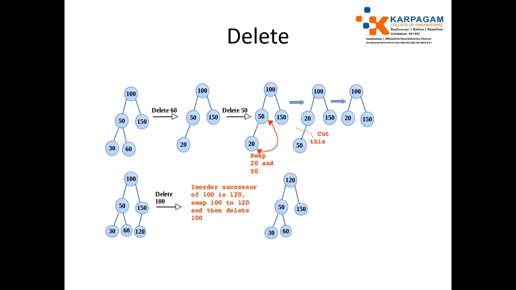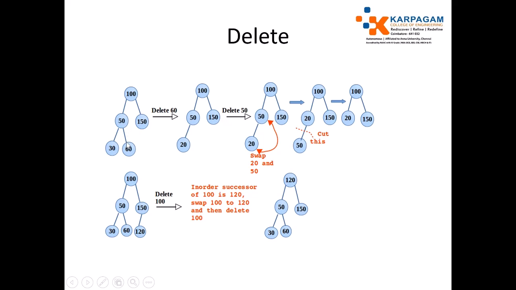The element to be deleted may be a leaf node, may have a left child, may have a right child, or may have both children, a left child as well as a right child. In this case, how do you delete the element from the tree? For example, I wish to delete 60 in this tree. 60 is available as a leaf node.